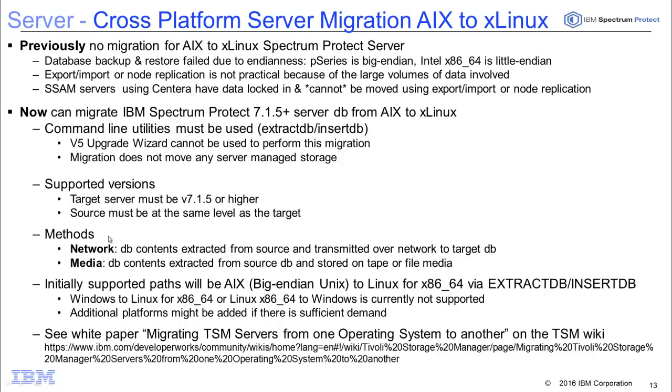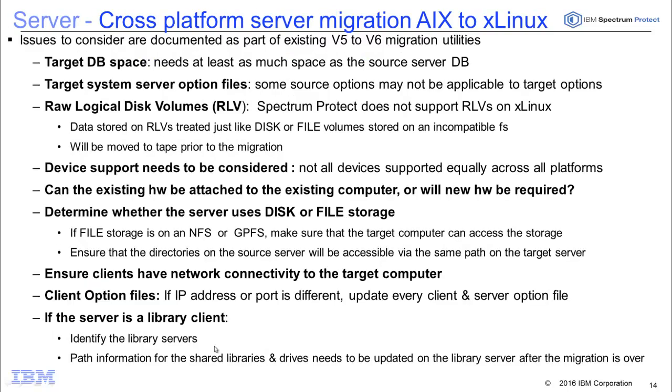You can do either a network method where we extract the data from the source Spectrum Protect server and transmit it over the network to the target database. Or you could extract it to a tape or a file media and then import it on the target server from there. We do have a white paper out there if you want to read more about that, and that'll walk you through the types of limitations that I cover here on page 14.